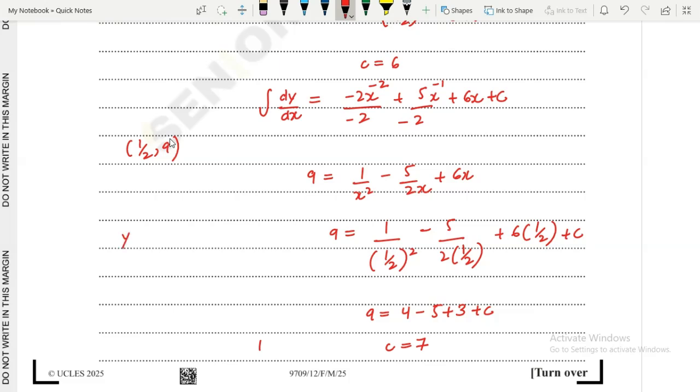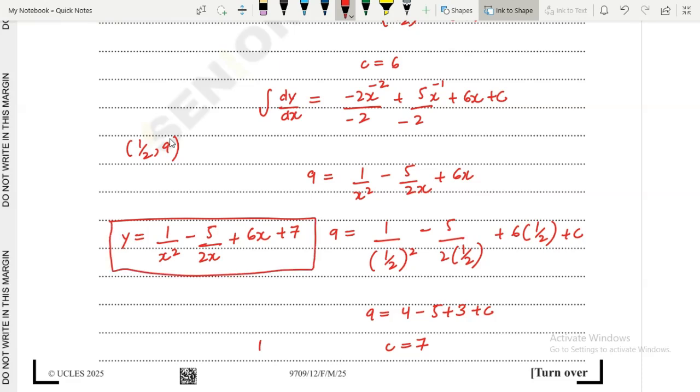Now the final equation is going to be 1 over x square minus 5 over 2x plus 6x, and it is going to be plus 7. So this is your final equation. Let me just enclose it in a box so that you can see it properly. So this is your final equation.